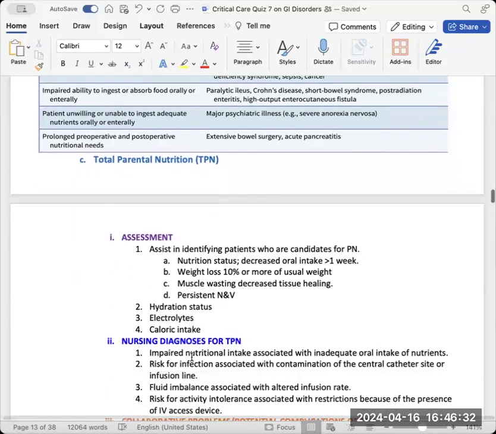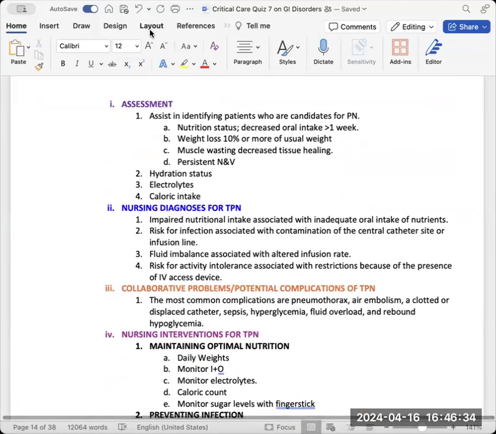So, of course, we need to assess and make sure this patient is a right candidate for that, right? Looking at their nutritional status, their I&Os, seeing if they're having any weight loss, because they're going to have weight loss, especially if they're having a prolonged lack of food orally or enterally.